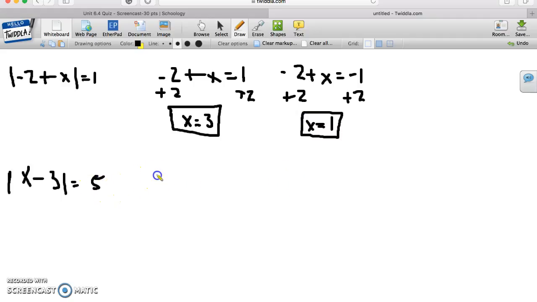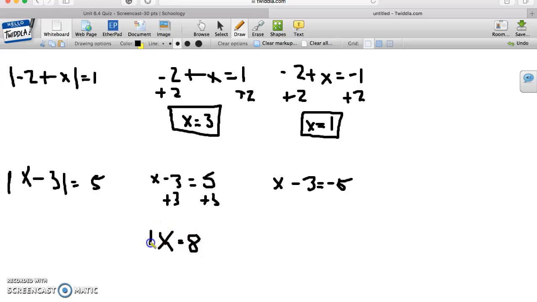Now for number 2, we're just going to do the same thing. We can do x minus 3 equals 5. And x minus 3 equals -5. So first we're going to add 3 to both sides. And that gives us x equals 8. That solves the first half.